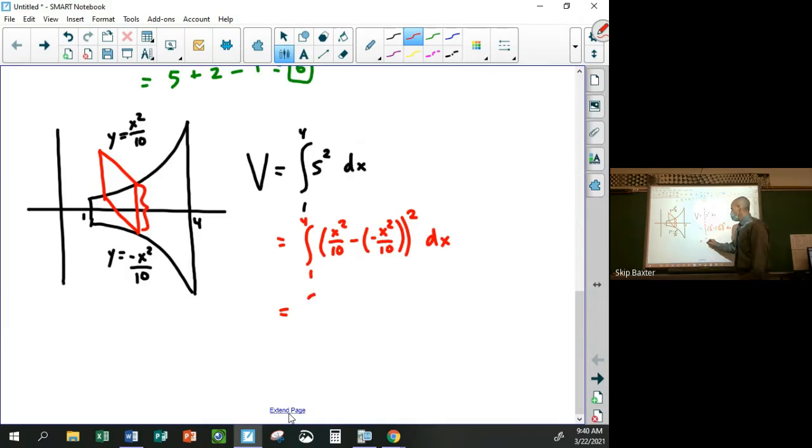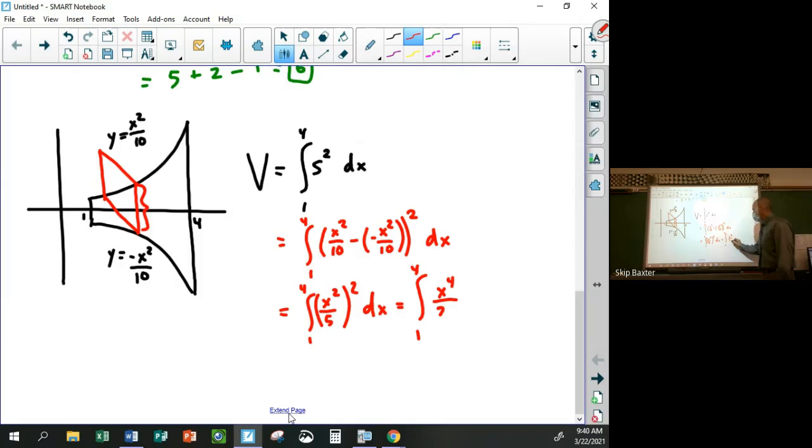And you can simplify this before you do this on your calculator. It'll make it easier and less likely that you make mistakes on your calculator. X squared over 10 plus x squared over 10 is really just 2x squared over 10, or x squared over 5, squared. Or you could even write this as the integral from 1 to 4 of x to the 4th over 25 dx. And then you just do that on your calculator.